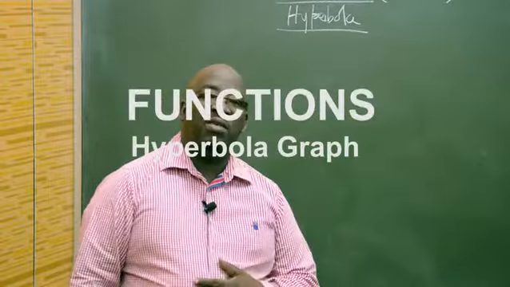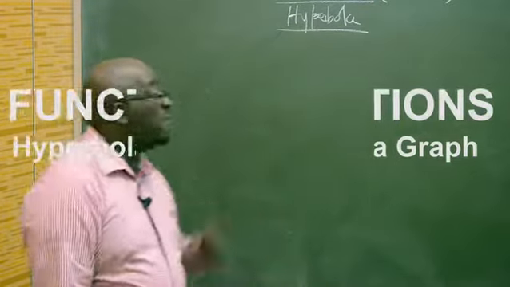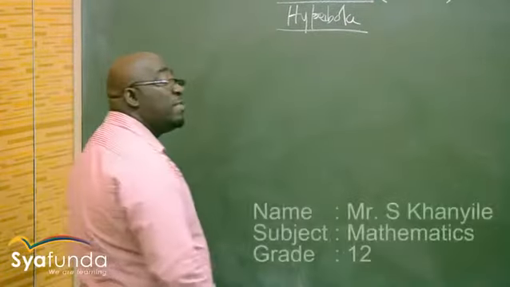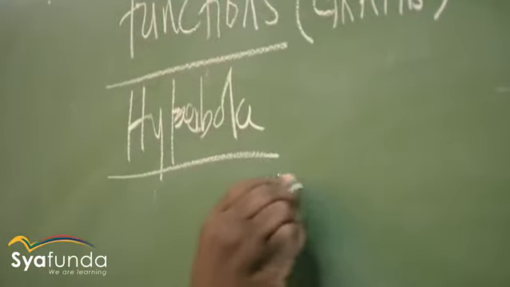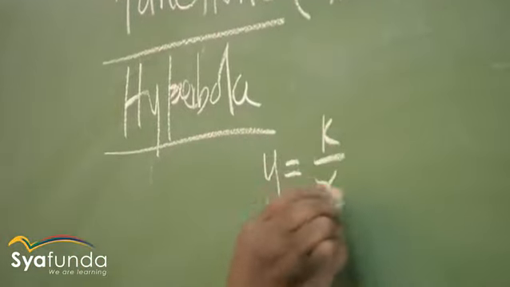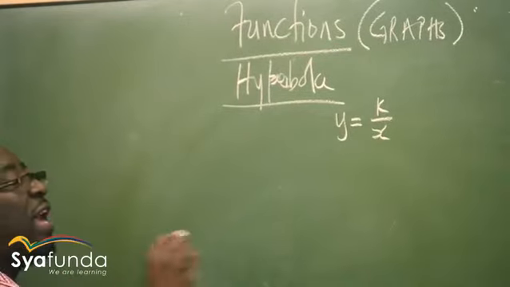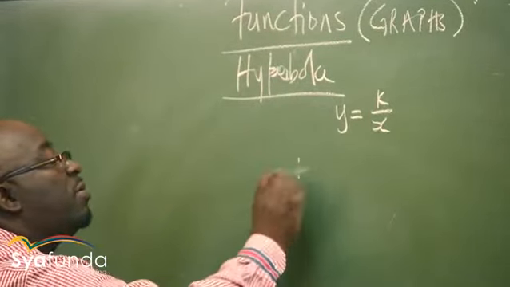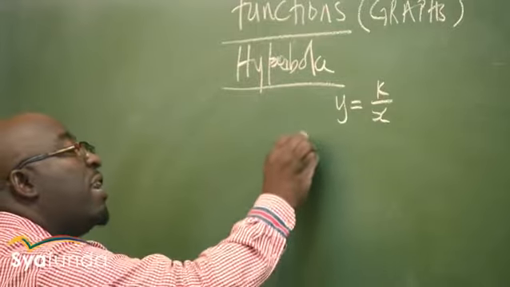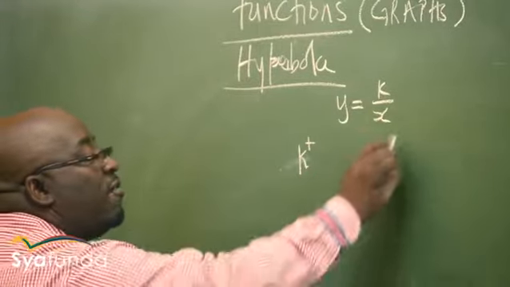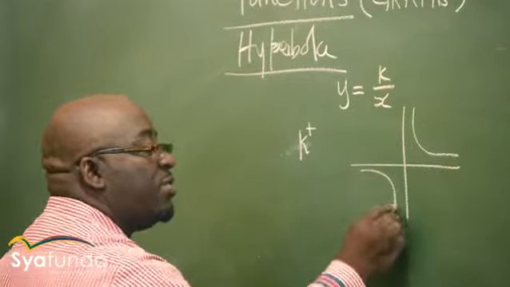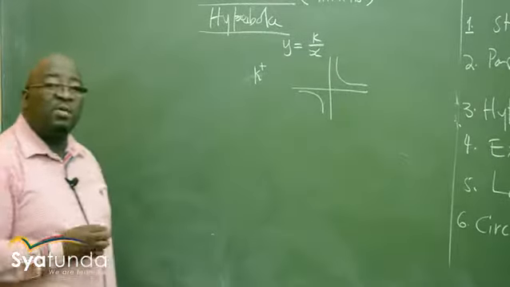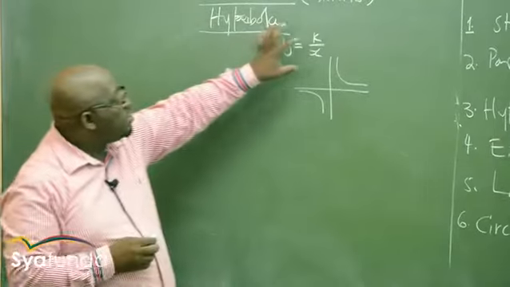I want us to look at our third function called the hyperbola. If you look at the mother graph of the hyperbola, it will say y is equals to k over x. Remember, if k is positive, the graph will be in the first and the third quadrant. But k, let's try and make k the subject of the formula here.